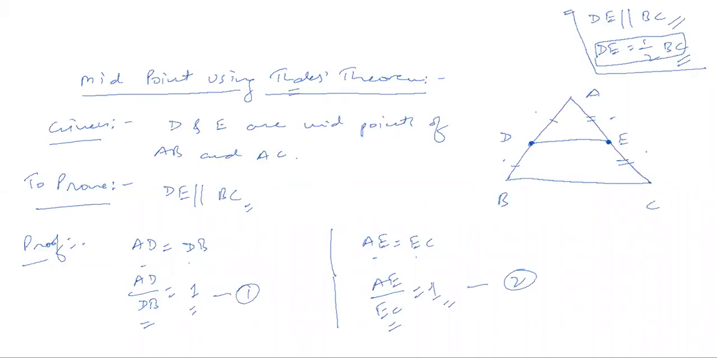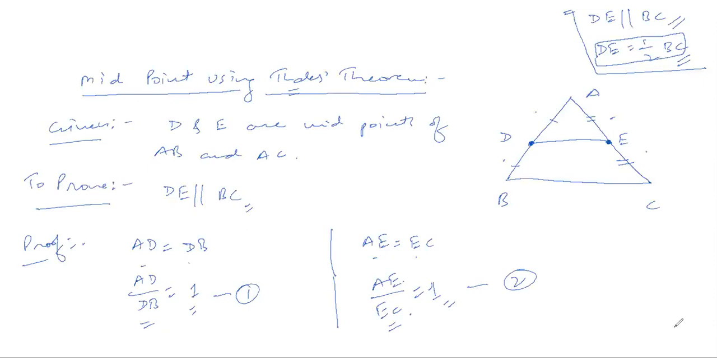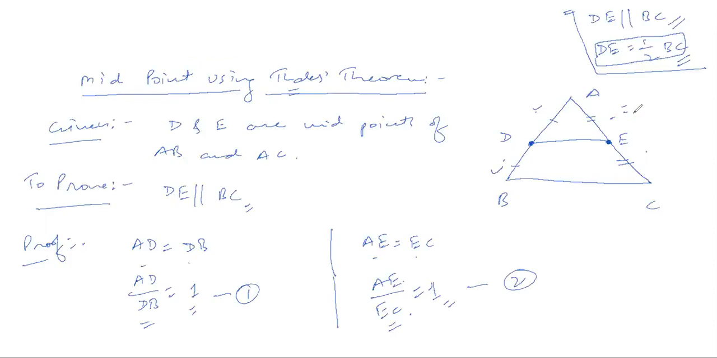From this, clearly you can see that AD upon DB will be equal to AE upon EC. And you can see that this is the theorem, that AD upon DB is equal to AE upon EC. See it from the figure again. AD upon DB is equal to AE upon EC. So this is how we can prove Thales theorem using midpoint theorem. This is it. Now let's prove one more result here.